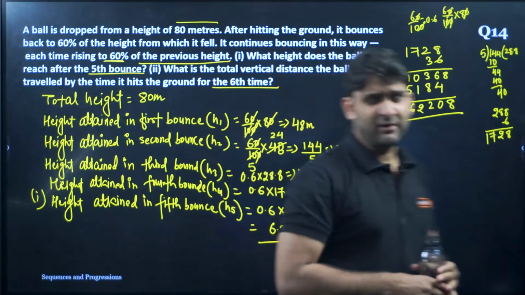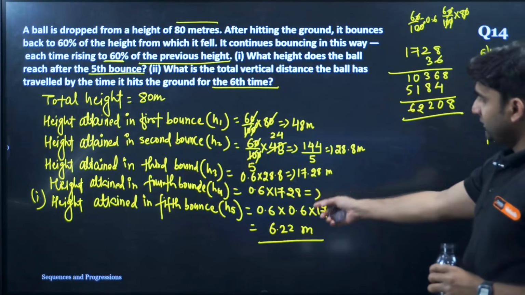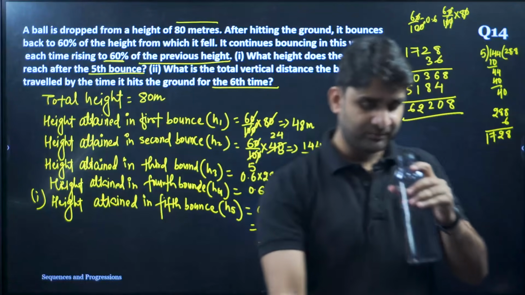This is very easy, no? Really easy. We have all the heights. And the question is find the total vertical distances.